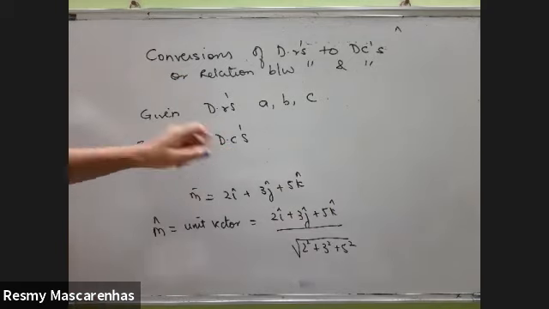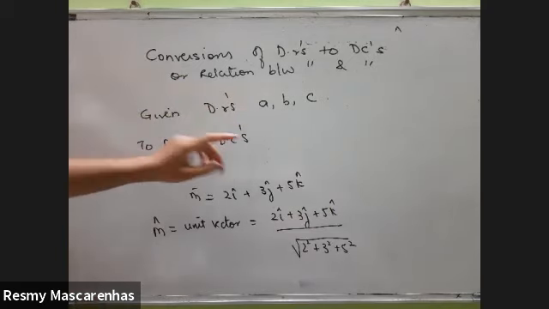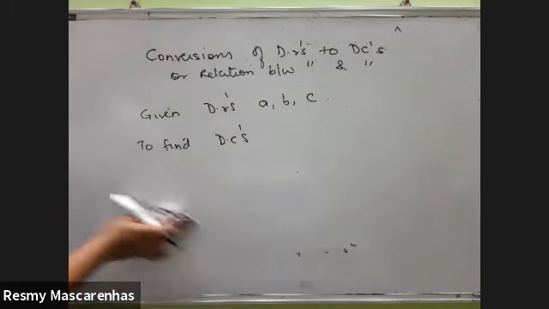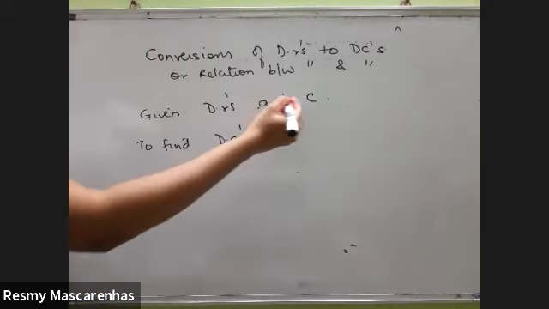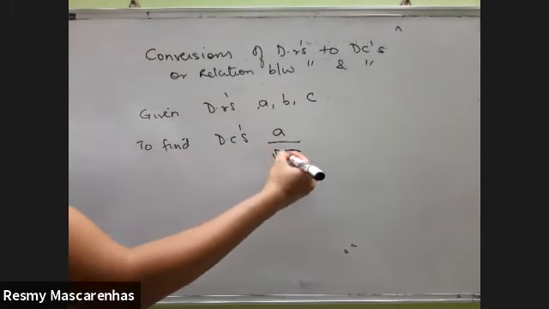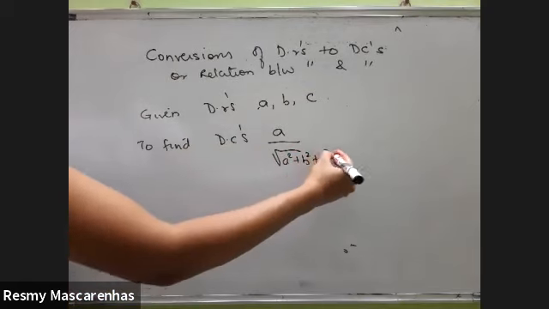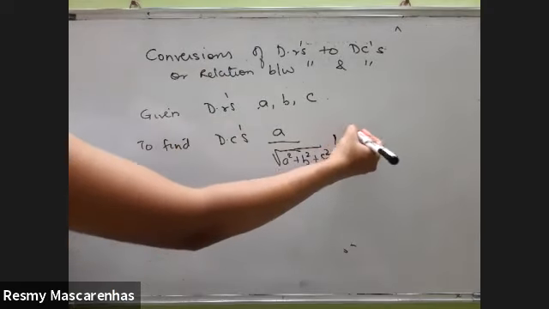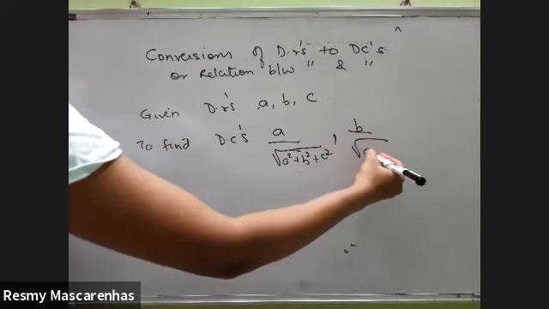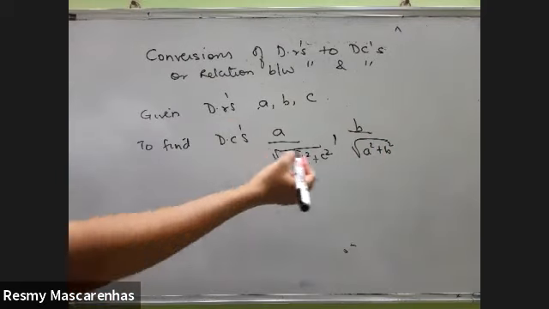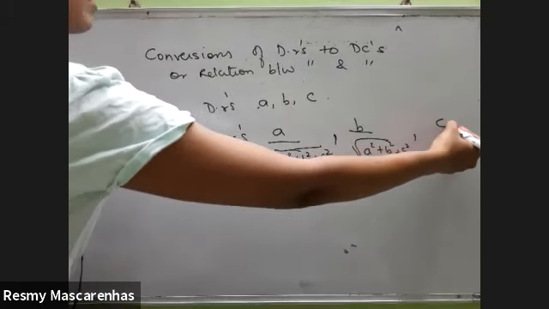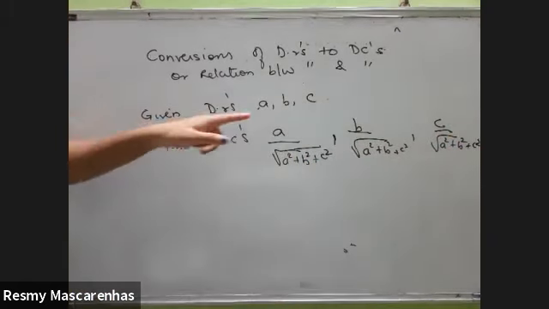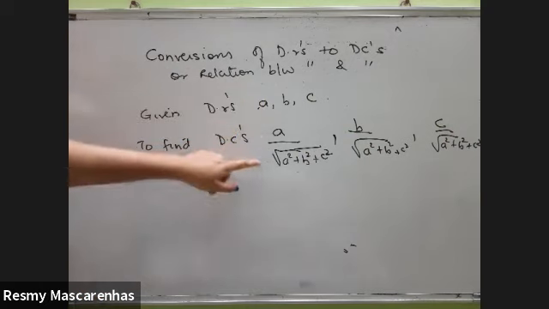Direction cosines are nothing but like a unit vector. So given the direction ratios, you have to convert them into direction cosines. You just have to divide by the root of all these. So a upon root of a square plus b square plus c square will be l, the first direction cosine. What will be the second? b upon the same root, and c upon the same root is n. It is that simple to convert from direction ratios to direction cosines.